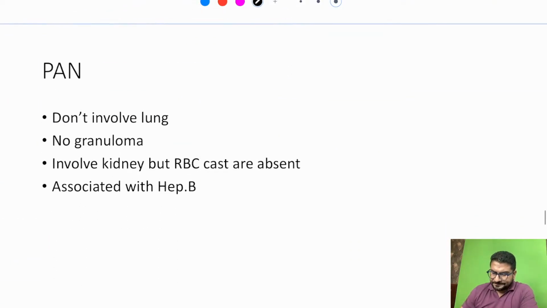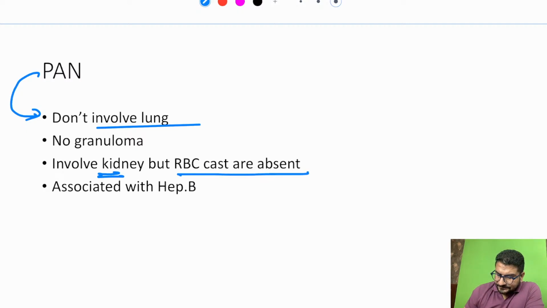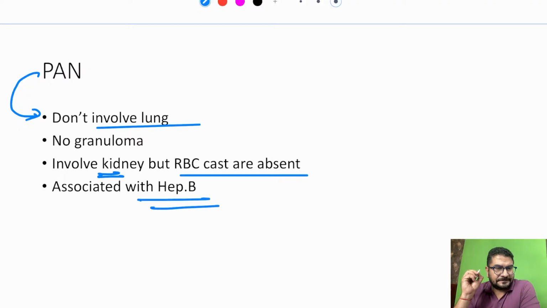Okay, moving to PAN. PAN means polyarteritis nodosa. So understand this thing. PAN is something which will not involve the lung. Yes, it is a multisystemic disease, but it will not affect which organ? Lung. There is no granuloma. It will involve the kidney, but RBC casts are absent. And remember, 30% of patients will have hepatitis B association.